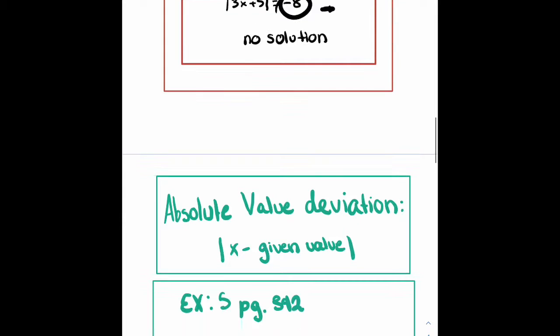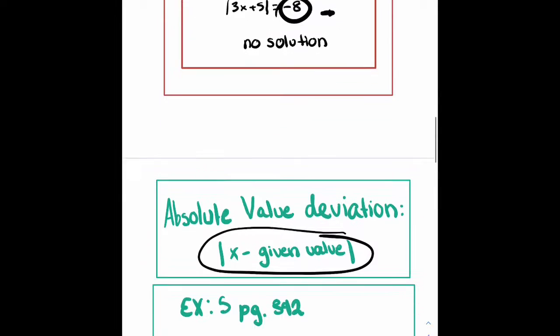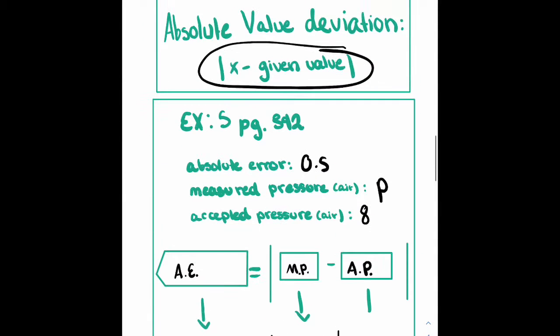Absolute deviation. What is absolute deviation? The absolute deviation of a number, x, from a given value is the absolute value of the difference of x and the given value. Absolute deviation is x minus the given value. So, you can see this here. It's the absolute value of x minus the given value. So, the book gives us a really good example, which we're going to follow along.